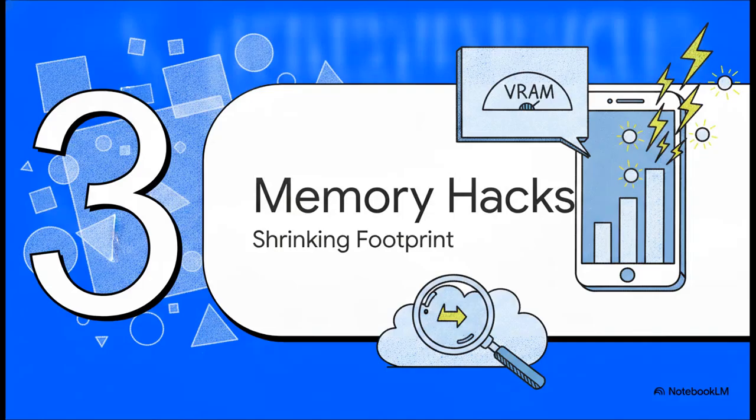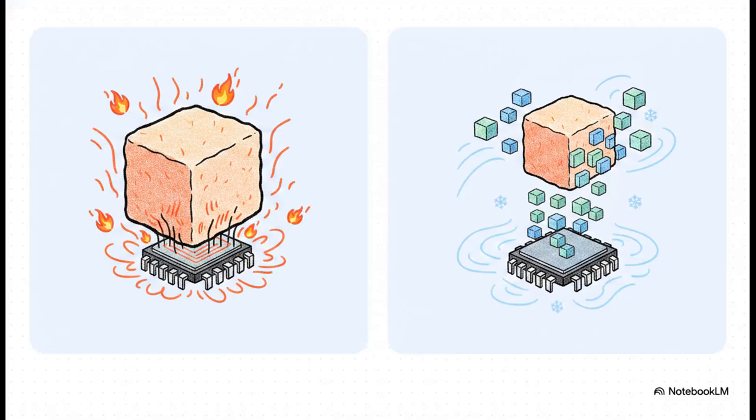Which leads us to Section 3, shrinking the memory footprint, memory hacks. Now, elasticity is awesome, but it's really only part of the equation. An 8 billion parameter AI still has massive token embeddings that threaten to completely overwhelm a phone's tiny VRAM. Standard execution usually tries to cram everything into the high-speed device accelerator, right?